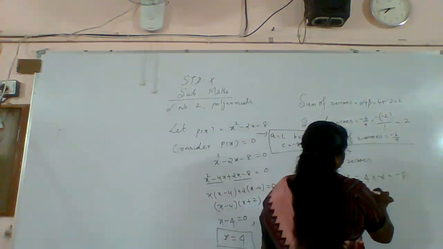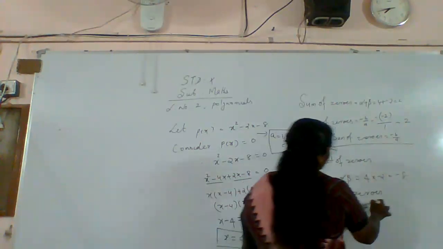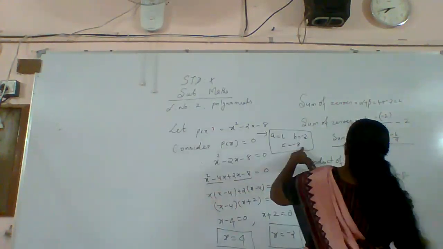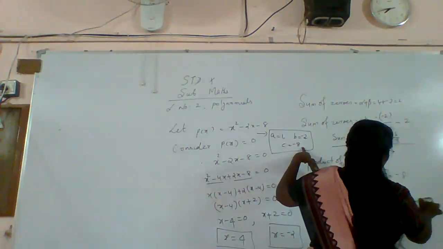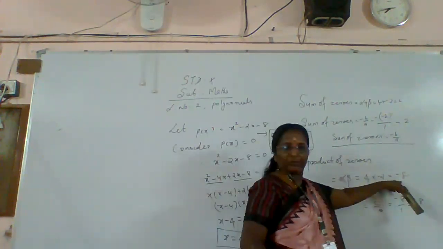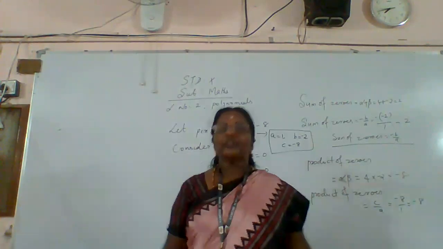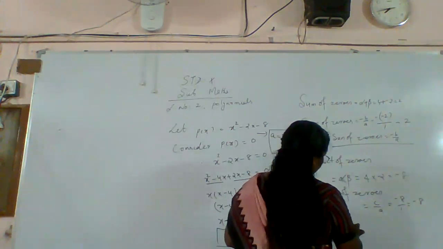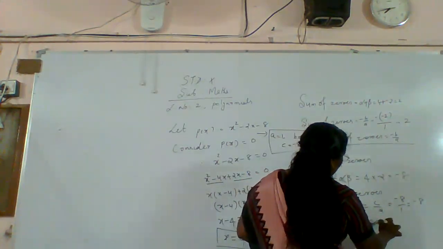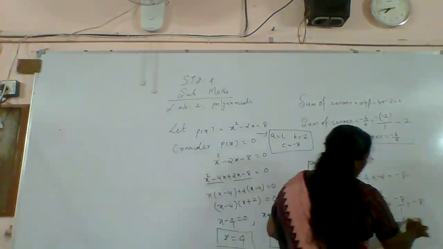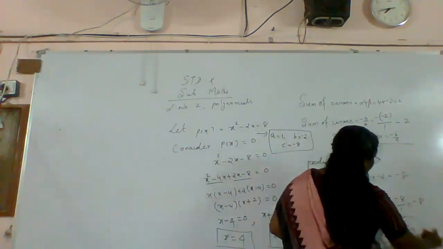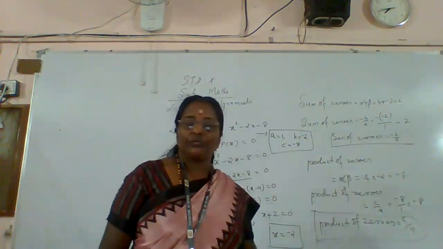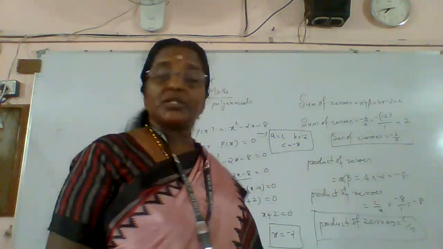Product of zeros is equal to, as you have said, c by a. What is c here? Minus 8. See here? Minus 8 by 1, that is equal to minus 8. See, that's correct. Here also minus 8. In this way we verified it. Okay, so what will I write here? Last conclusion: product of zeros is equal to c by a. So here also we compared with the coefficients. Here we compared the sum of the zeros with the coefficients, and here we compared the product of the zeros with the coefficients.